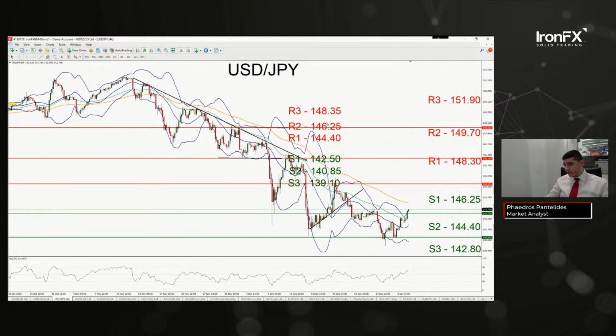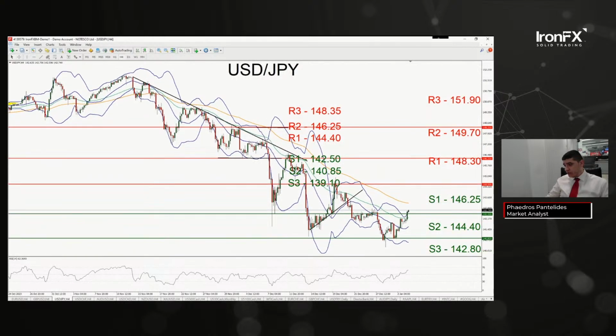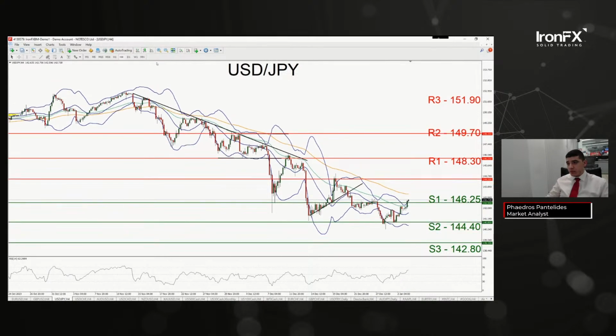Dollar JPY, it's broken above resistance, now turned back to support. And let's just remove these extra text labels as well, clear our chart. So we're on the 4-hour time frame. Now it's bounced off S2 nicely, managed to break above. So this is now S1 once again.